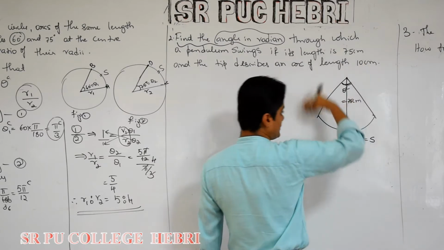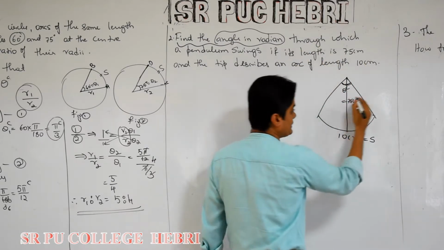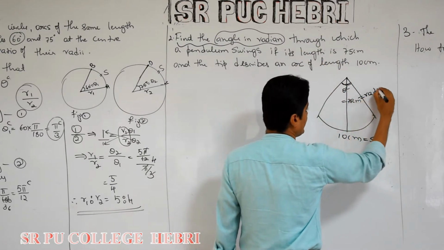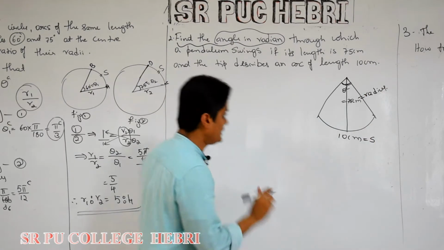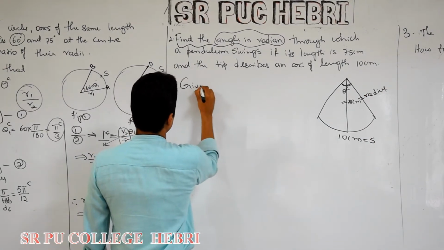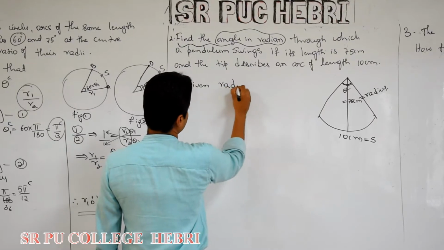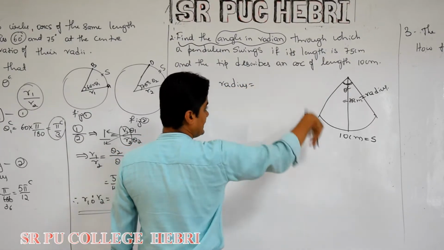What if we complete it? What do we get? A circle. So what does this represent? Radius, correct? So write down what is given. Radius is given, right? What is the radius here? Length of the pendulum.